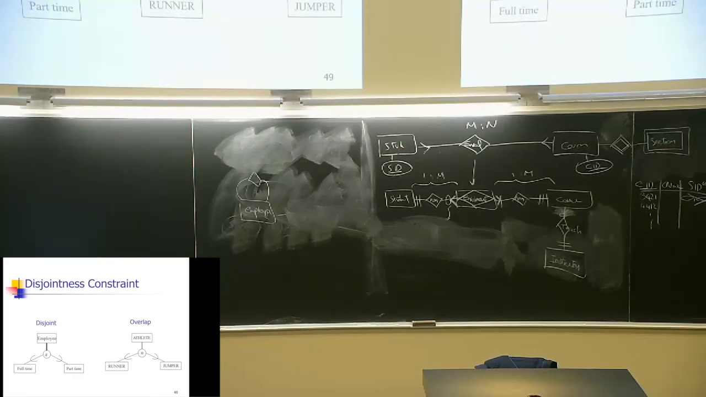Another thing is that we can have, for example, disjoint or overlap. For instance, if you say an employee is full-time or part-time, we call it disjoint. Why? Because an employee cannot be both full-time and part-time. You're either full-time or part-time. Here, overlap means, for example, we can have an athlete. We have different types of athletes like runner, jumper, and so on. But you can be both a runner and a jumper. You can be a runner and a cyclist.